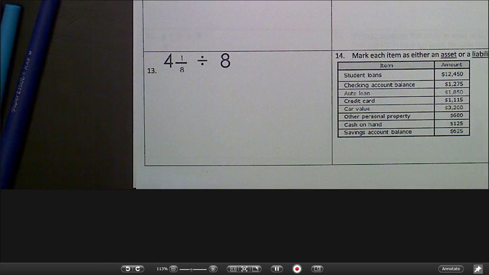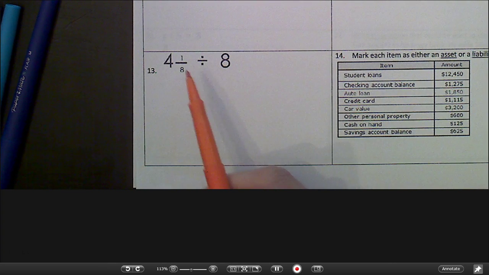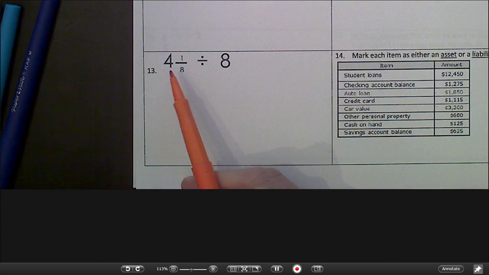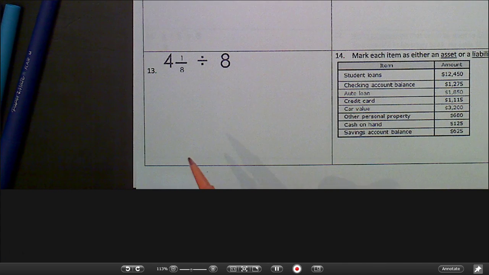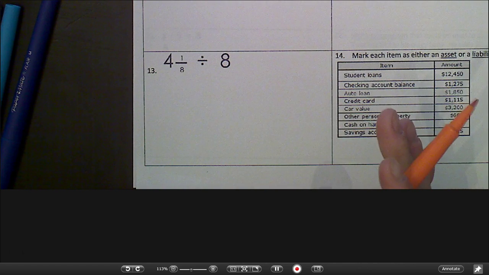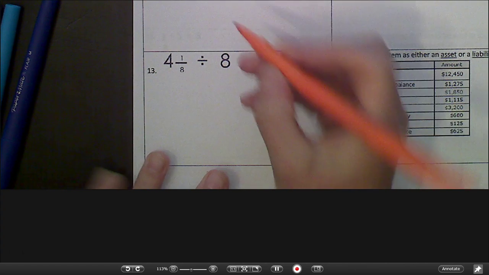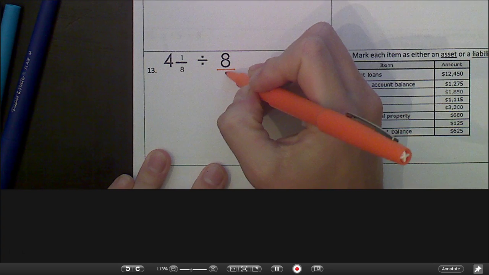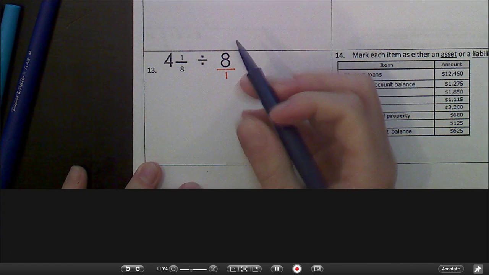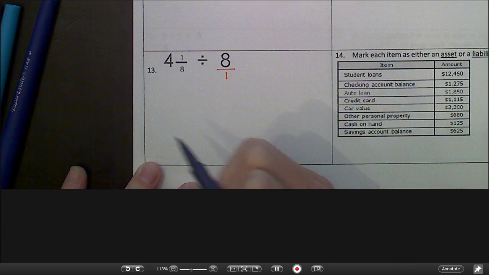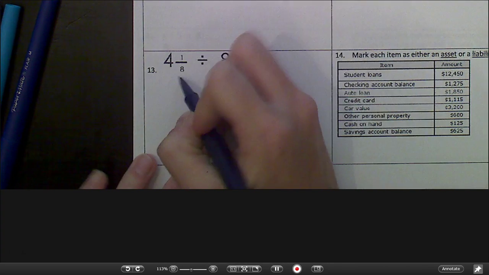So let's go ahead and get started. If you look at number 13, we've got a mixed number here, a whole number and a fraction. And then we're dividing by a whole number. So you already know we're going to be doing fractions with this. So if you want, we can go ahead and turn this whole number into a fraction form so we can use it to divide here. And then we're going to turn this mixed number into an improper fraction.